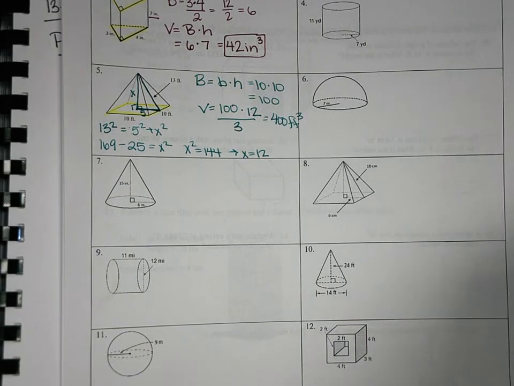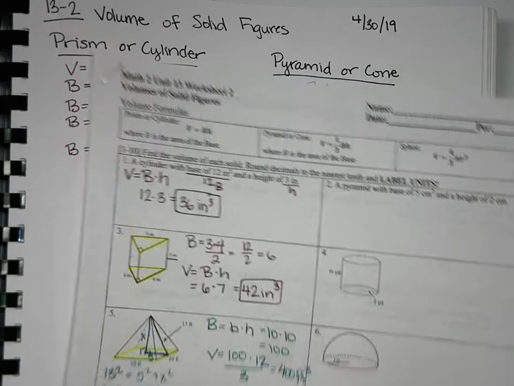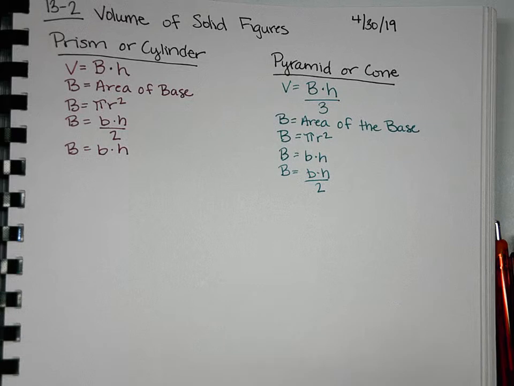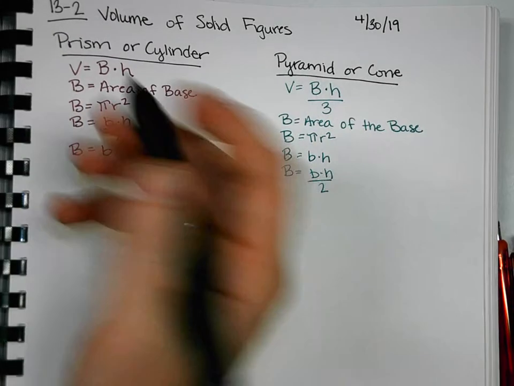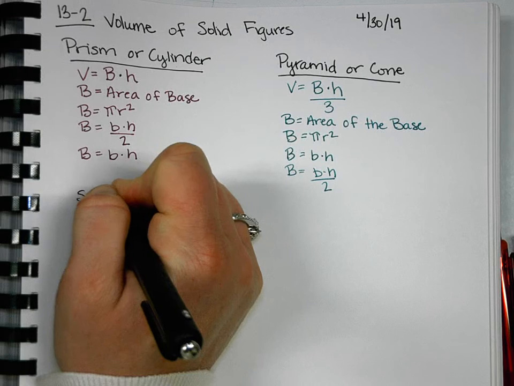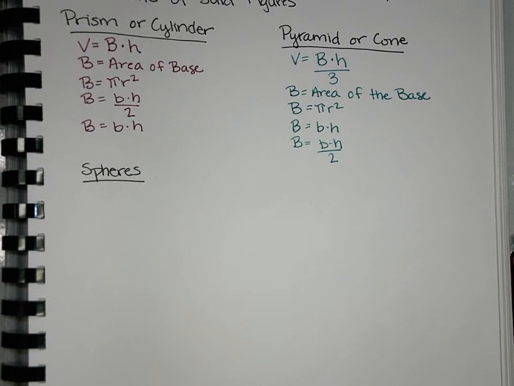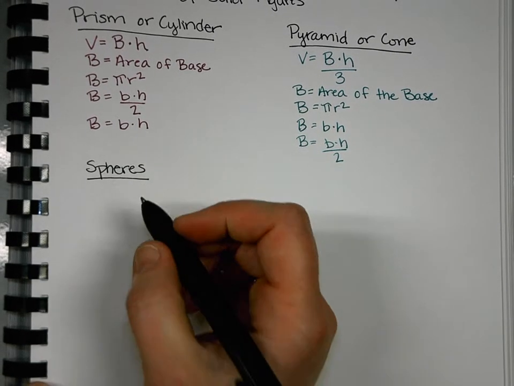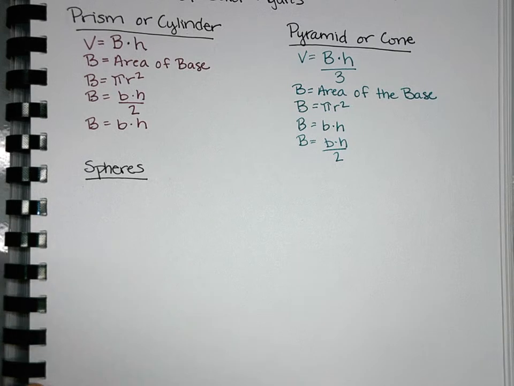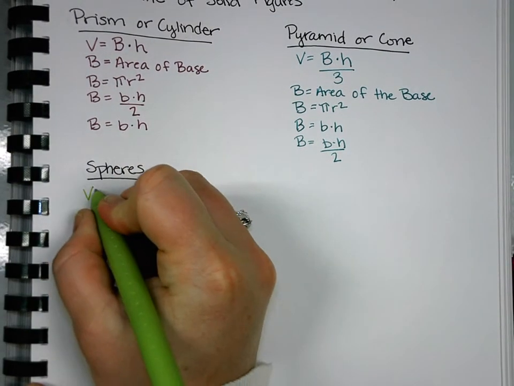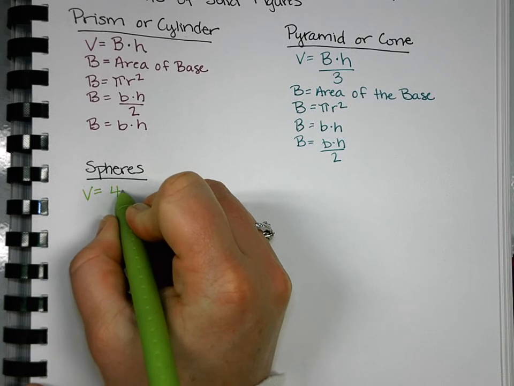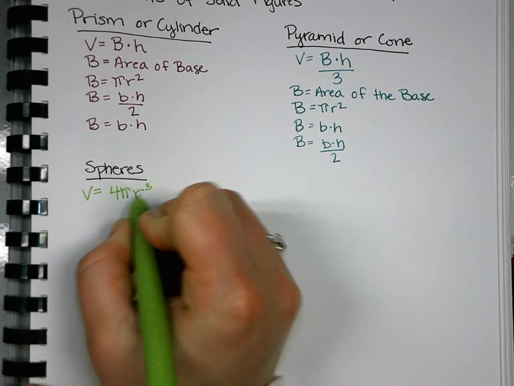Okay, any questions so far on pyramids, cones, prisms, or cylinders? Okay, so then our last one, because we have a total of 5 types. We have prisms, cylinders, pyramids, cones, and the last one is spheres. So the sphere is 4 pi r to the 3rd over 3.